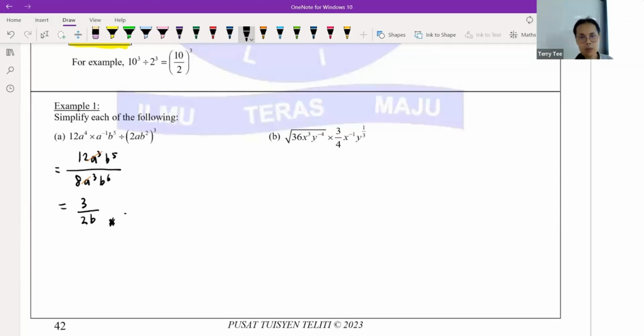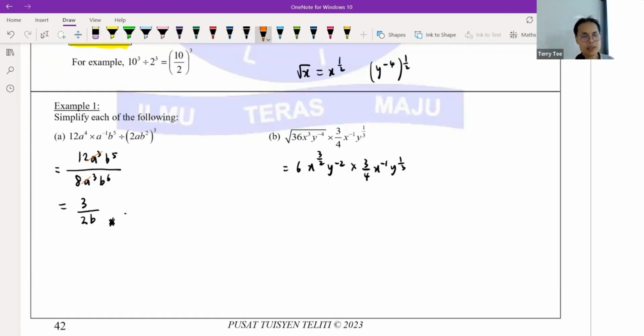Okay, next one. Can we square root 36? Square root of 36 is 6. Square root of x power 3 over 2. Now remember, square root simply means power half. If I say square root of x, it means x power half. So this will be x power 3 over 2. And this y power negative 4, when you power half, you get y power negative 2. You multiply with 3 over 4, x power negative 1, y power 1 over 3.